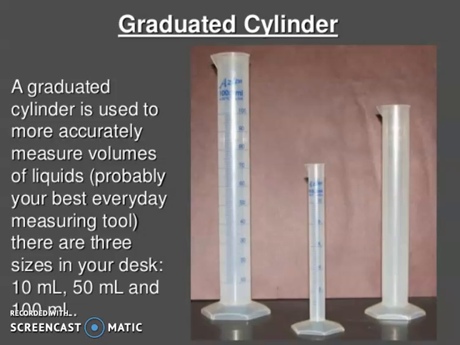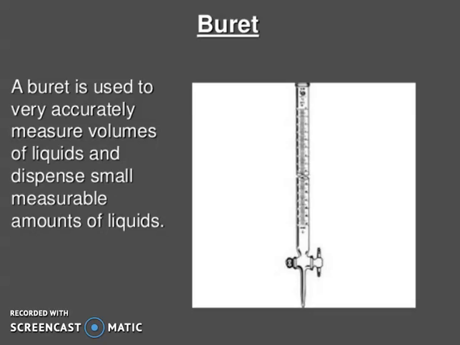Now graduated cylinder. A graduated cylinder is used to more accurately measure volume of liquid. Probably your best everyday measuring tool, and there are 3 sizes in your desk: 10 milliliter, 50 milliliter and 100 milliliter. Now buret. A buret is used to very accurately measure volumes of liquids and dispense a small measurable amount of liquid.